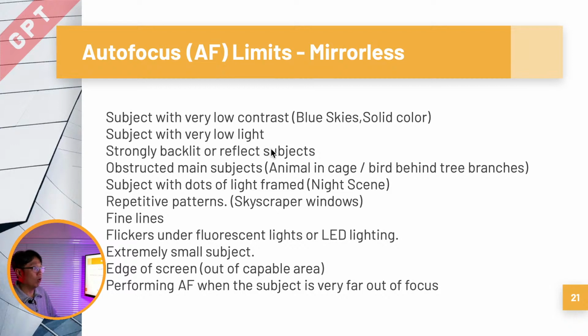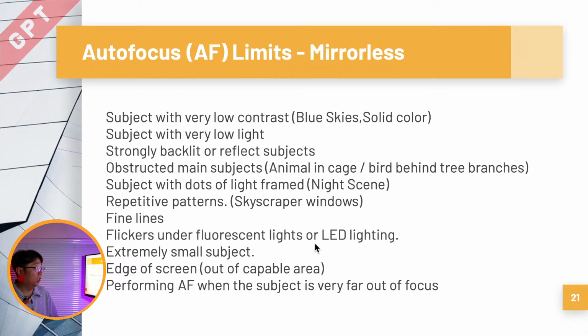Also very low contrast, very low light, badly reflected objects, an animal in a cage, a bird behind branches, skyscapes, very fine lines. Because for that, even though they have many sensors, it tends to, I think it's easier to miss for some reason. I don't know why.